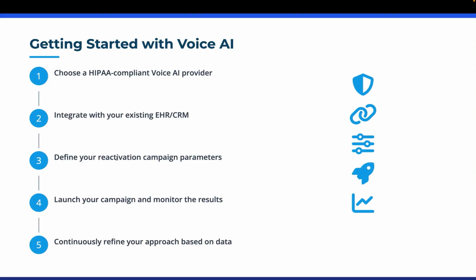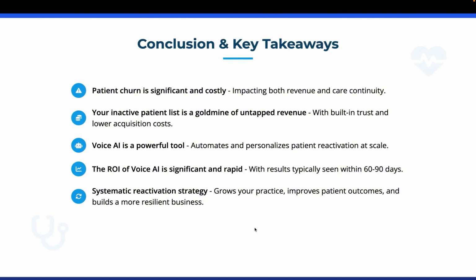Then you have to define the activation campaign parameters. For example, patients that didn't have appointments over the last 6 months. If you want to run a small test campaign, for example, for the first 10 patients, then 50, then 100. So this is some kind of scheduling parameter. You can also change the script, the voice, and other things. And then you launch it, monitor the results, learn from them and see what works. And then you refine the campaign, how you communicate with the patients, based on the feedback you're getting based on the results.